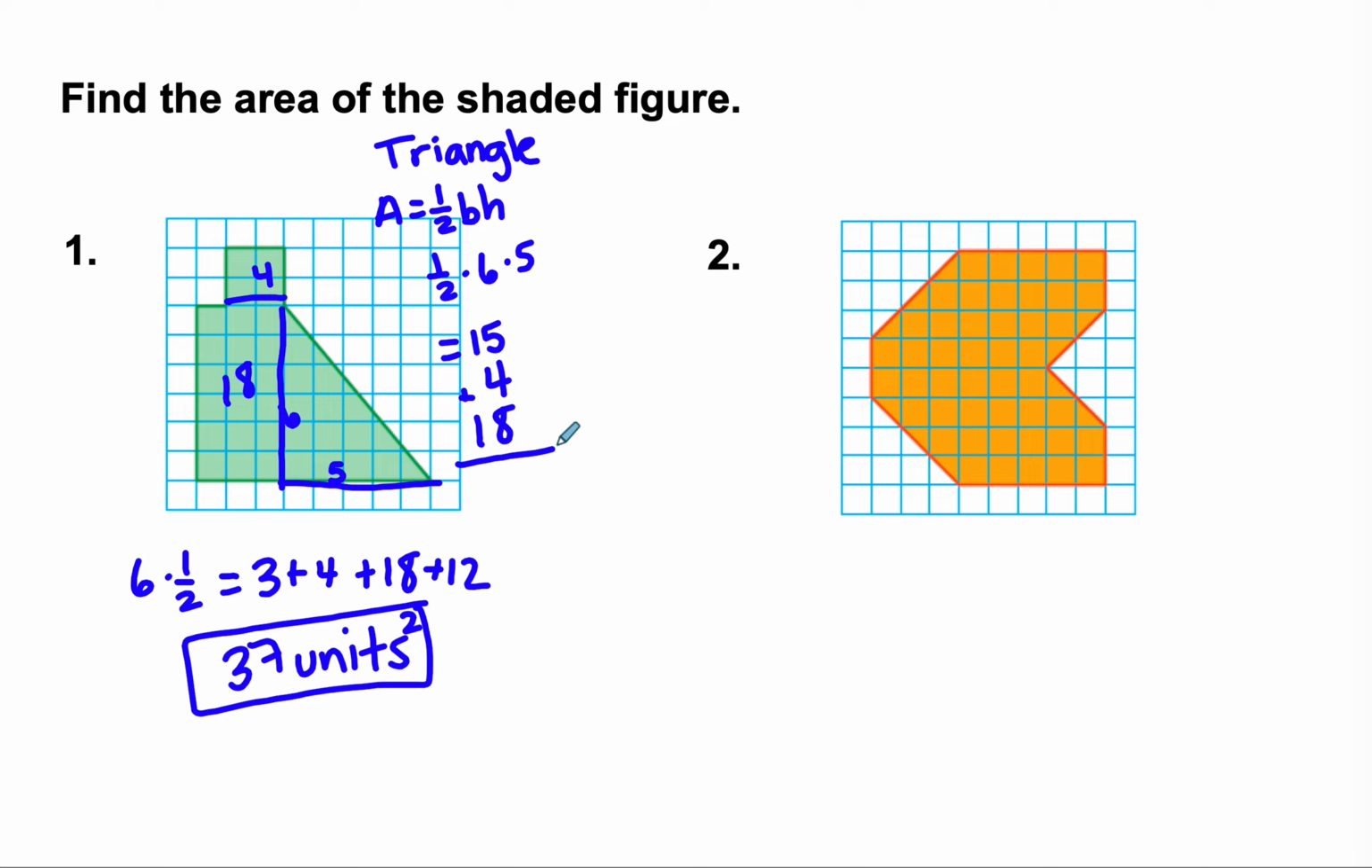And let's see, 15 plus 4 plus 18 does still give us that same answer. So if you don't have one that's perfect halves, then that's another good strategy for you to use. Okay, let's go ahead and take a look at this one. All right.